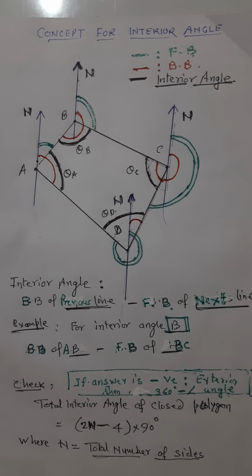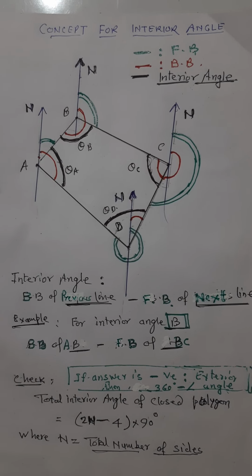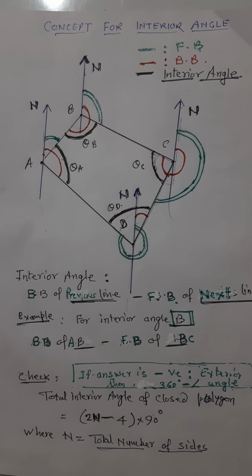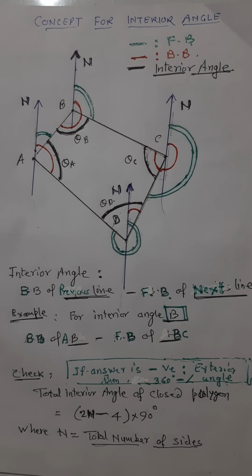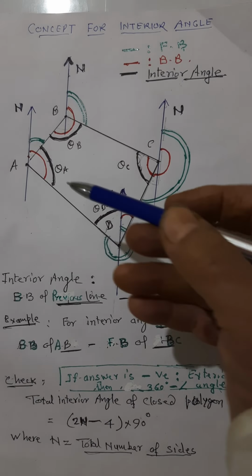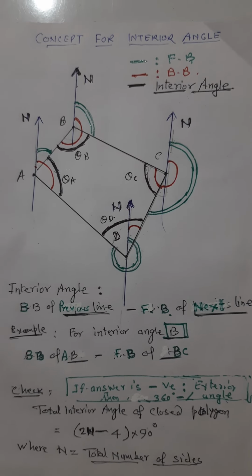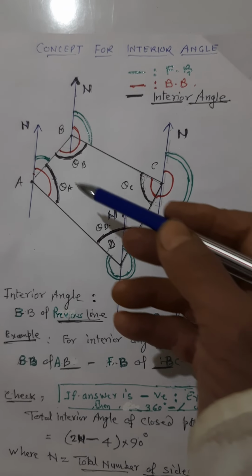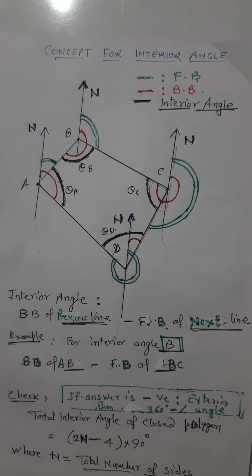Today we are going to discuss the concept of calculating the interior angle for a closed traverse. There are four stations A, B, C and D. It is a closed traverse and we are supposed to calculate the interior angle between all the four sides, that is angle A, angle B, angle C and angle D.